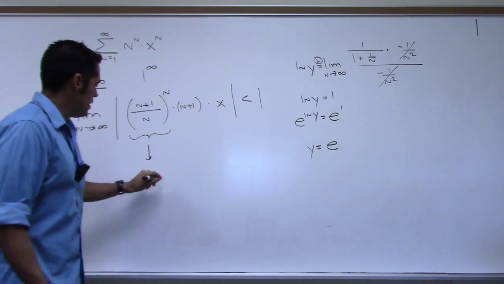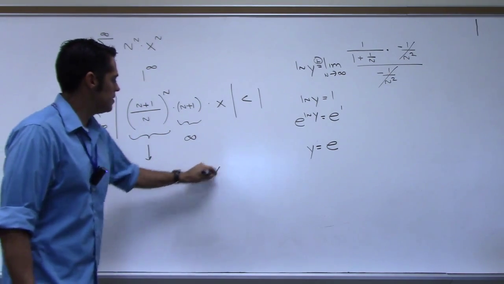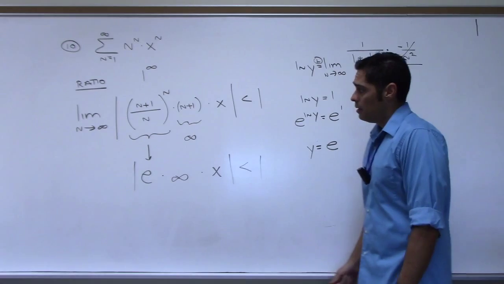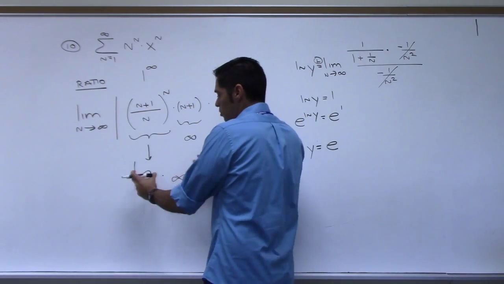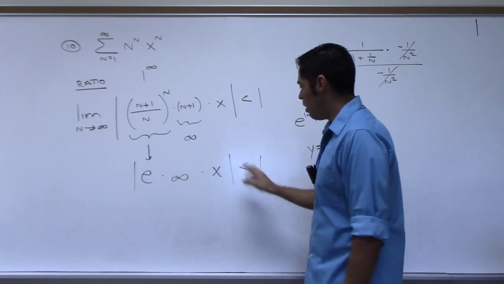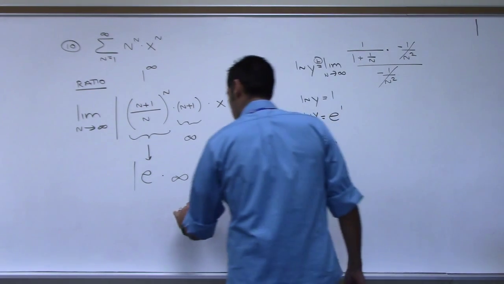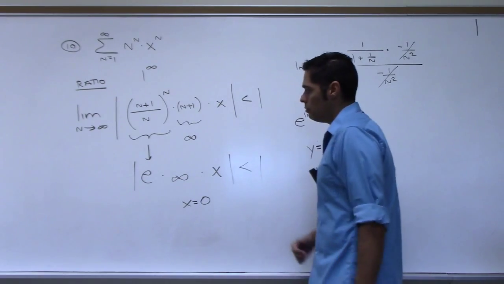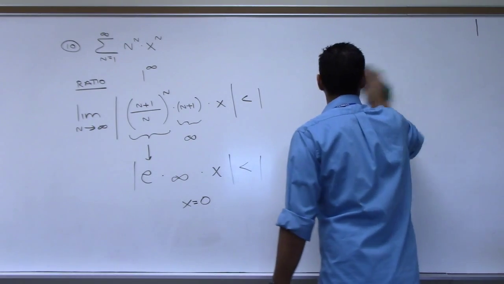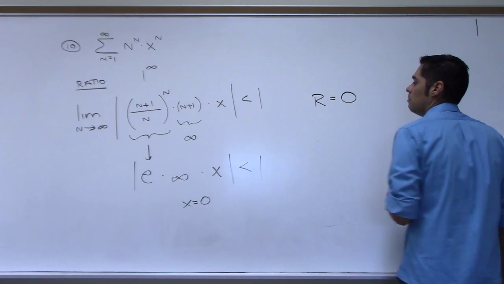So coming back here, I know that what happens is that this piece just alone goes to e, which is a number, but then times this piece, which goes to infinity, times x. I need that to be less than 1. Well, that's not going to happen. As n goes to infinity, this gets huge. The only way that I'm ever going to get this under control and make this smaller than 1 is if I were to let x be 0. If x was 0 to start the whole problem, then this would be true. So, since that's the only way I can get control over this and make it converge, I say that the radius of convergence is 0, okay?